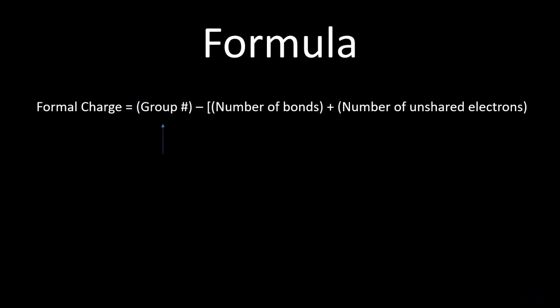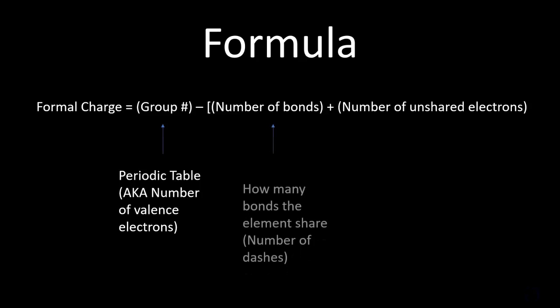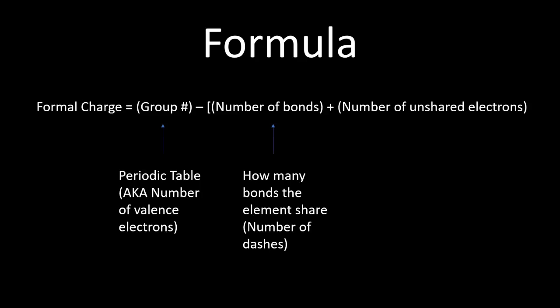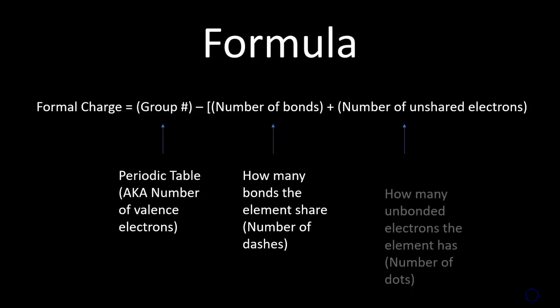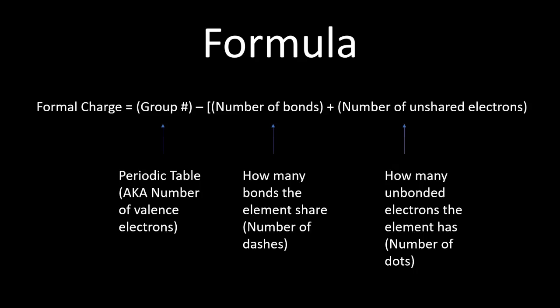So the first thing that we want to do is talk about the formula. The formula that I like to use is: formal charge equals the group number, which comes from your periodic table. It's also known as your number of valence electrons. Then we subtract from that the number of bonds, which is how many bonds the element shares, the number of dashes that you see in the Lewis structure. And we add that to the number of unshared electrons, which is how many unbonded electrons this element has, or just the number of dots. So basically we take the group number and subtract from it the sum of the number of bonds and the number of unshared electrons.